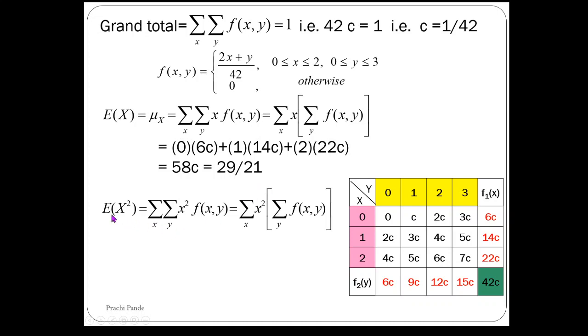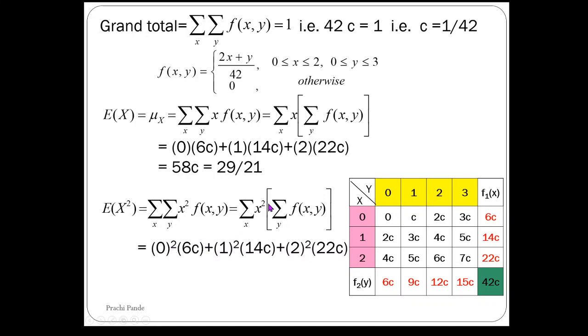Similarly, find out expectation of x square. Expectation of x square is equal to double summation over x and y, x square into f of xy. Again, run the summation over x first, x into x square into summation y into f of xy. So substitute the value of x and f of xy here.